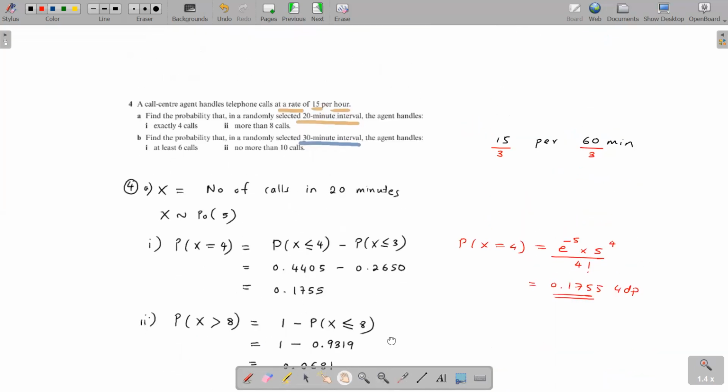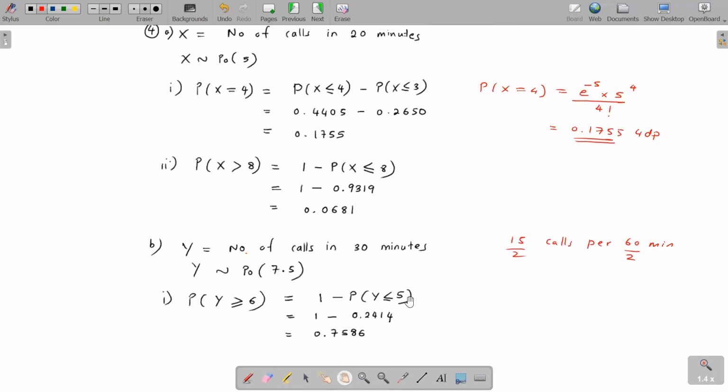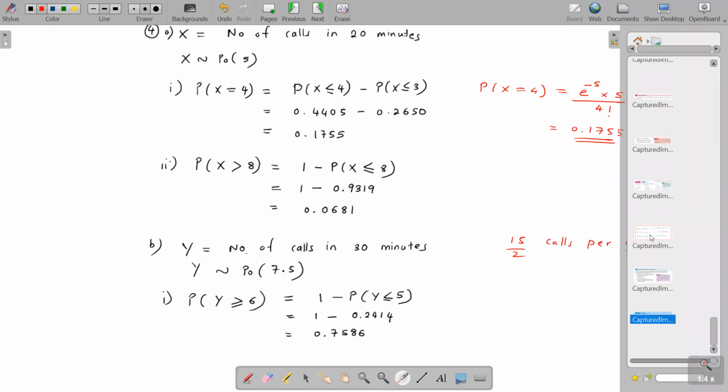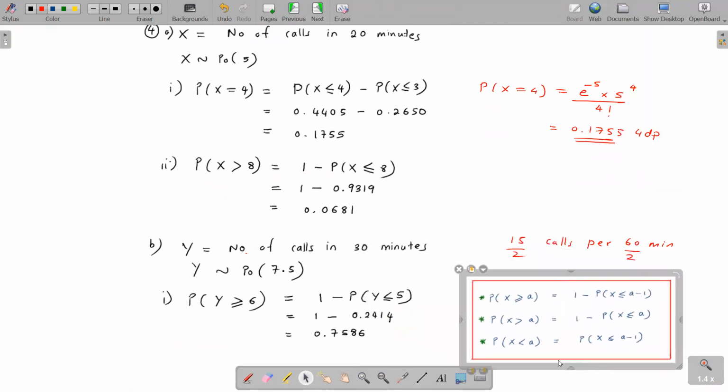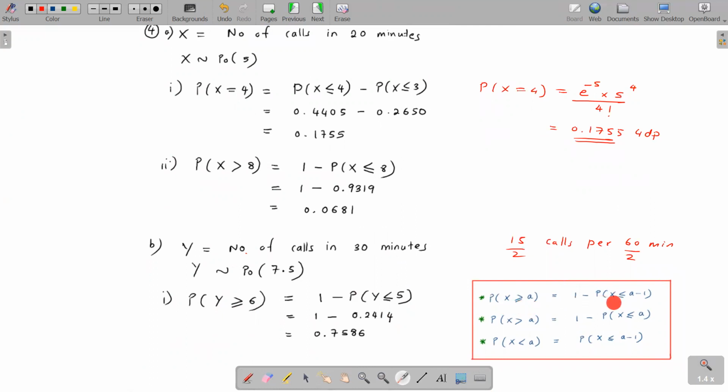Anyway, at least 6 means 6 or more than 6. That's why I've written here Y is greater than or equal to 6. So guys, the conversion table I've given you, this is the conversion here. Greater than or equal to 6 means 1 minus probability less than or equal to 6 minus 1. That's again something we learned in the previous chapter.